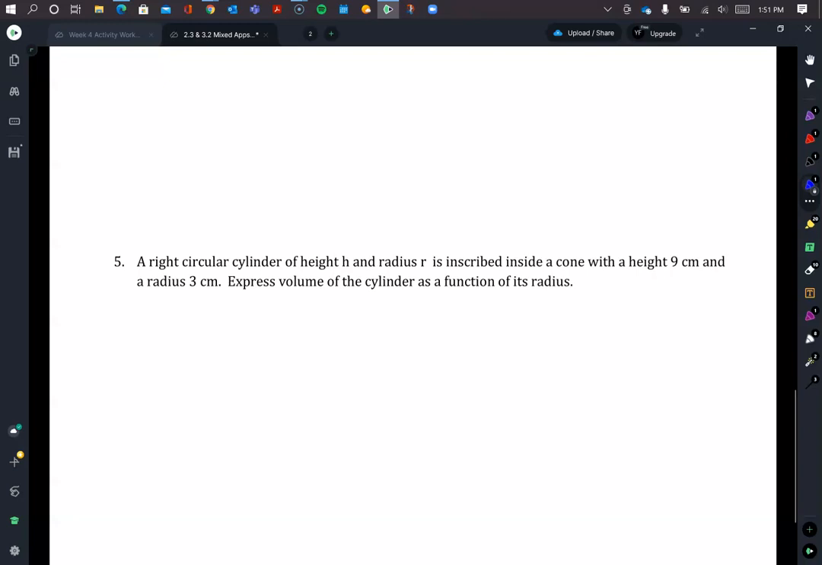And remember, we're just looking for the function. You can just leave it in factored form if you want. You don't have to expand that all out. And then what would be a reasonable domain? What would make sense? Okay, so I will see you back in the other videos.